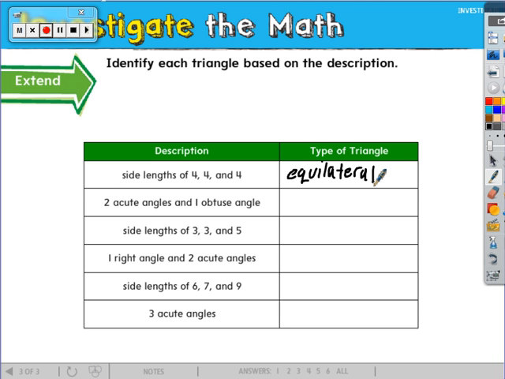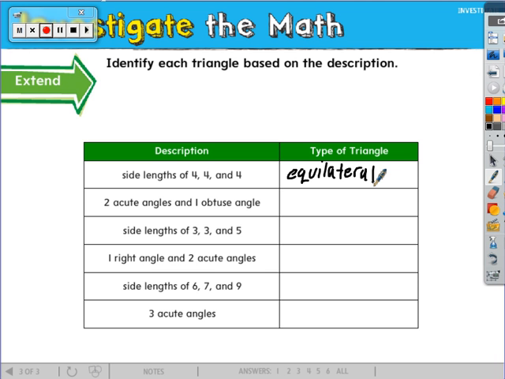2 acute angles and 1 obtuse angle. You don't know that all the sides are different, do you? Does it tell you the length of all the sides? Does it tell you that 2 sides are the same? No, it tells you that you have 2 acute angles. Oh, it's a scalene. You don't know that for sure either. Scalene is based on its sides. What do we know? We know the measurement of the angles, right?